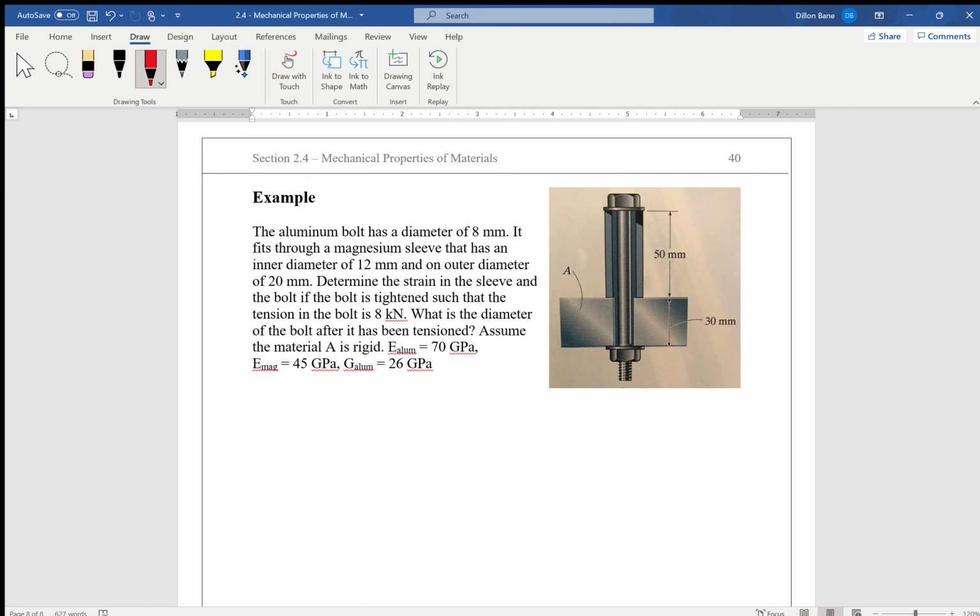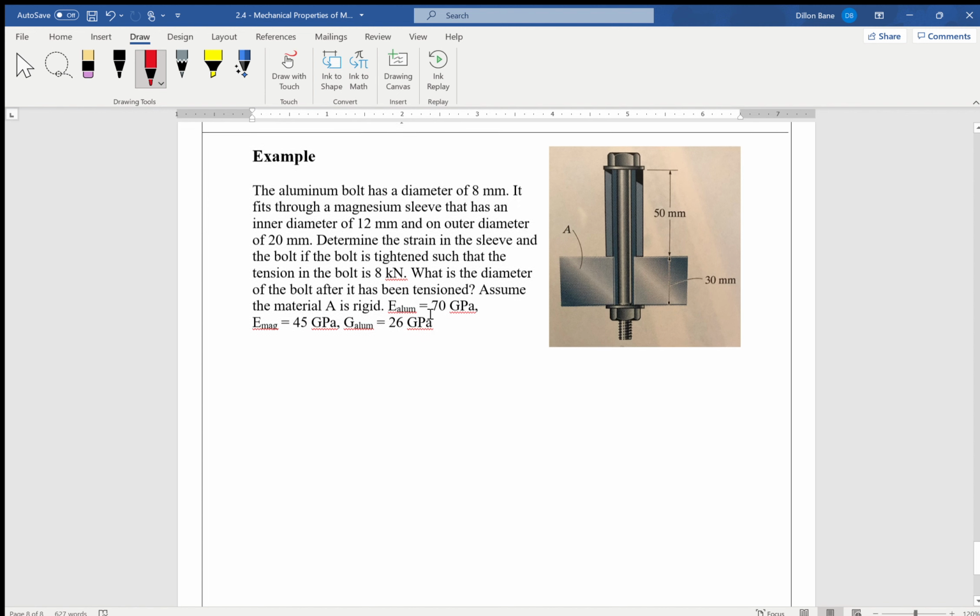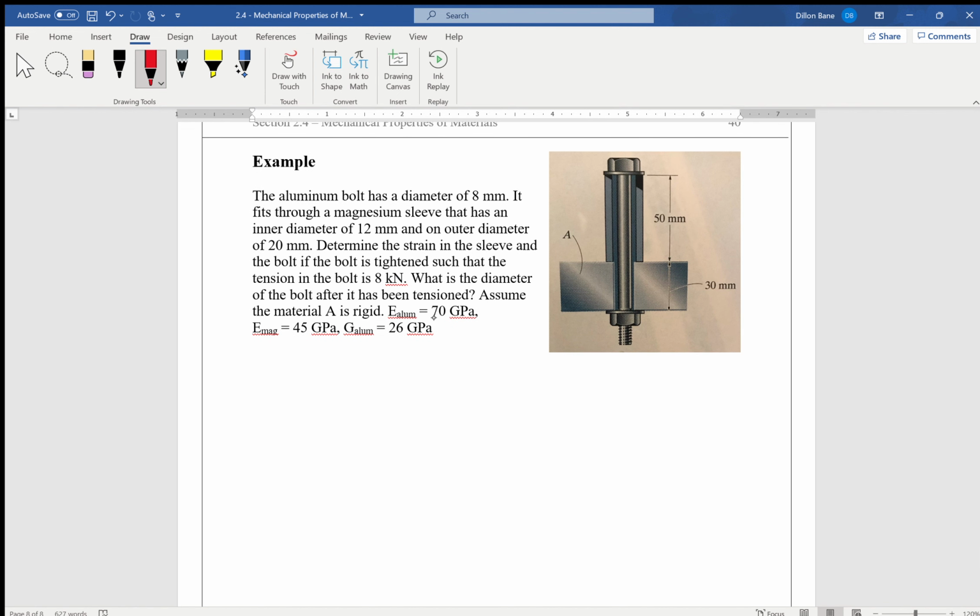All right. Second part of the problem is, what is the diameter of the bolt after it has been tensioned? Assume material A is rigid. All right. There is no deformation that happens at material A. And then we're given modulus of elasticity of aluminum to be 70 gigapascals, modulus of elasticity of magnesium to be 45 gigapascals, and then finally the shear modulus of aluminum is 26 gigapascals.